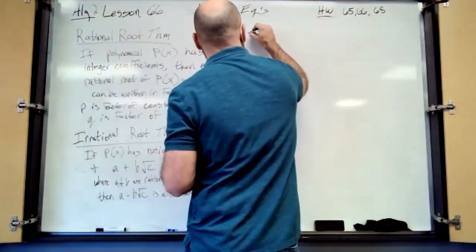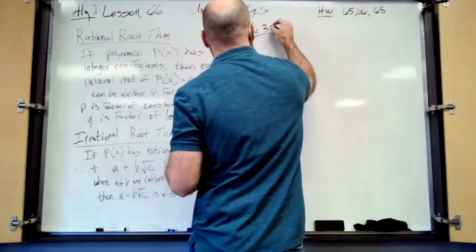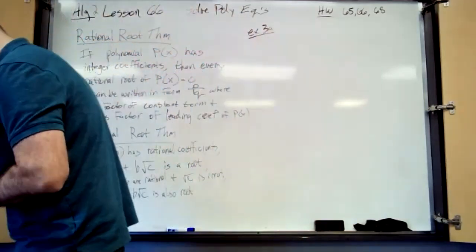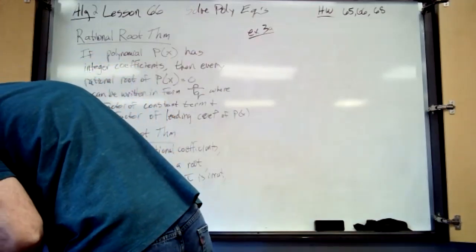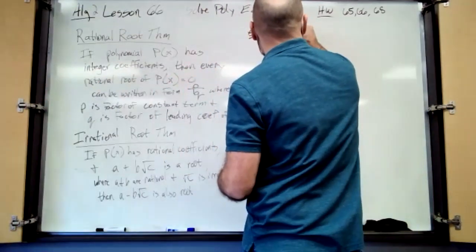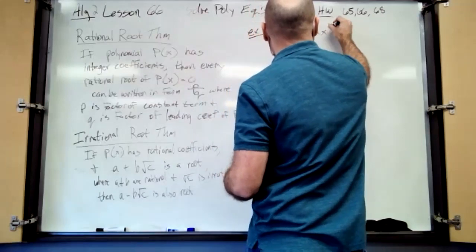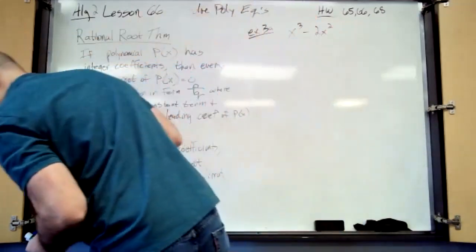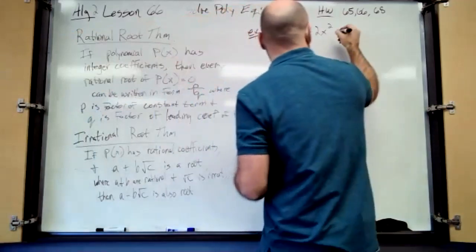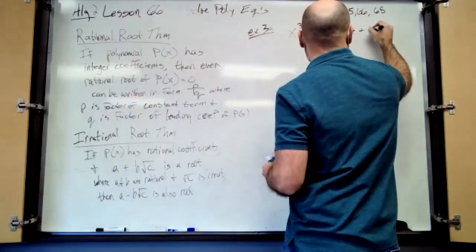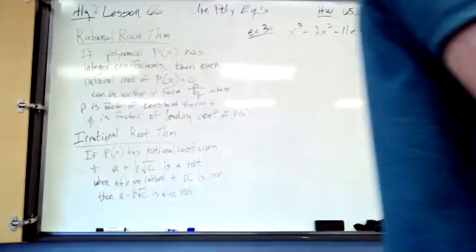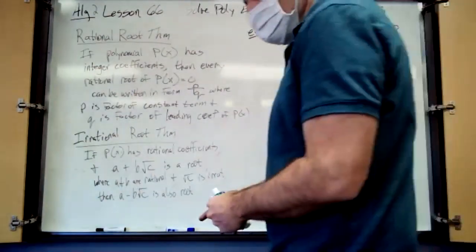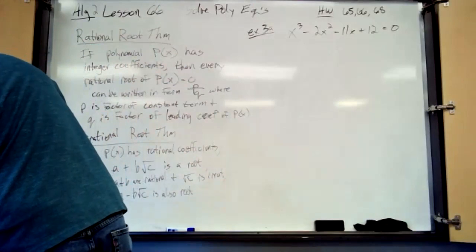Okay, here's example 3a. Identify all the real roots of this. So here's a polynomial: x cubed minus 2x squared minus 11x plus 12 equals 0. Okay, so I need to identify all the rational roots, or all the real roots is what it says.